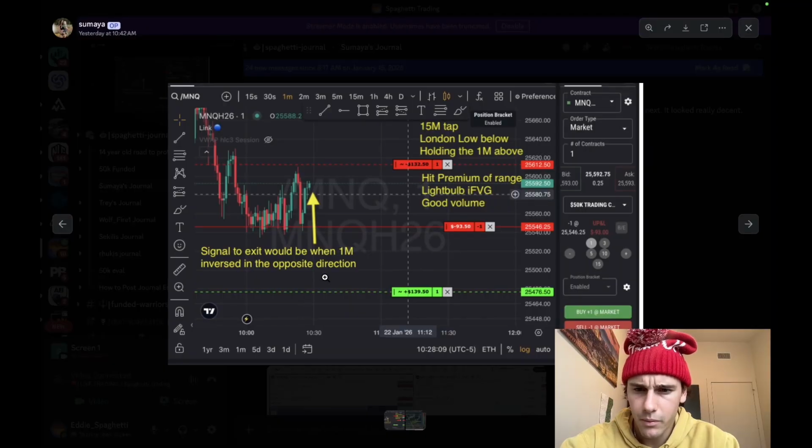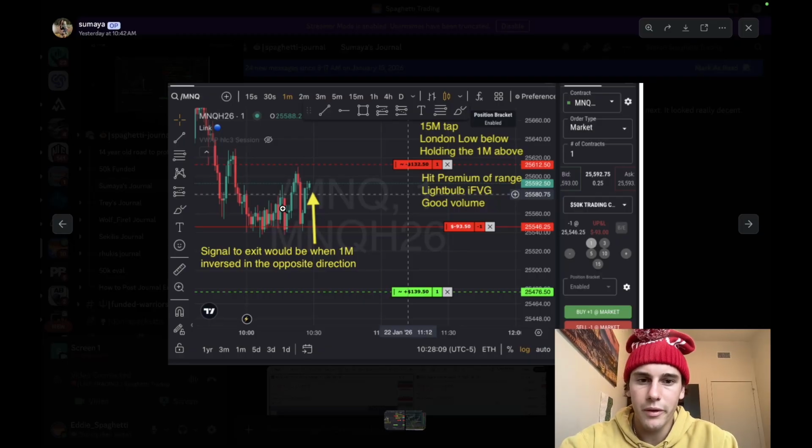Signal to exit would be when the 1 minute inverses in the opposite direction. Again, this is what I'm talking about. You're entering right at the bottom of these trades, when that's not where you should be entering. Unless you probably entered here, I'm guessing. That would make sense. Little accumulation, manipulation, distribution.